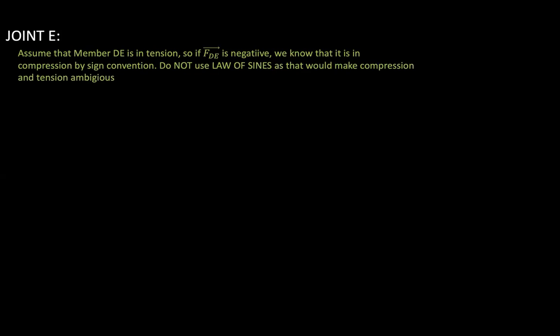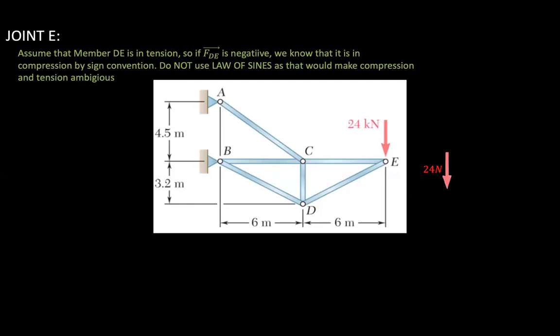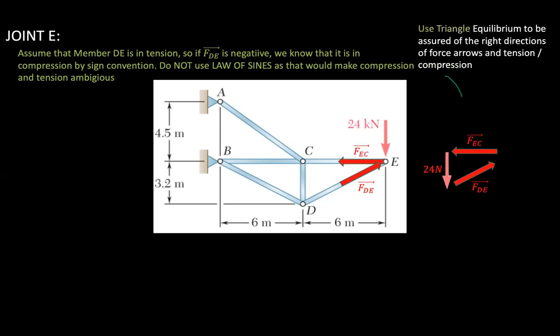Do not use the law of signs, as that would make compression and tension ambiguous, because it will always give you a positive value for F, as you can see here. But it's good to note that often it is easy to predict whether a member is in tension or compression by using force triangles, as you'll see later. We have the force FDE over here, which we assume is in tension. We draw that. And then we know that the direction of FEC must point to the left for all the forces in the force triangle to add to 0. Use triangle equilibrium to be assured of the right directions of force arrows and tension or compression.